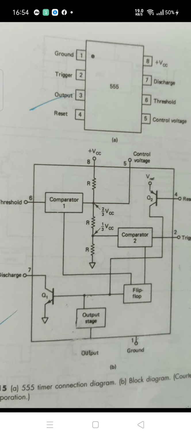Now we have to study how it will work in monostable operation, how this can be used for the monostable operation.